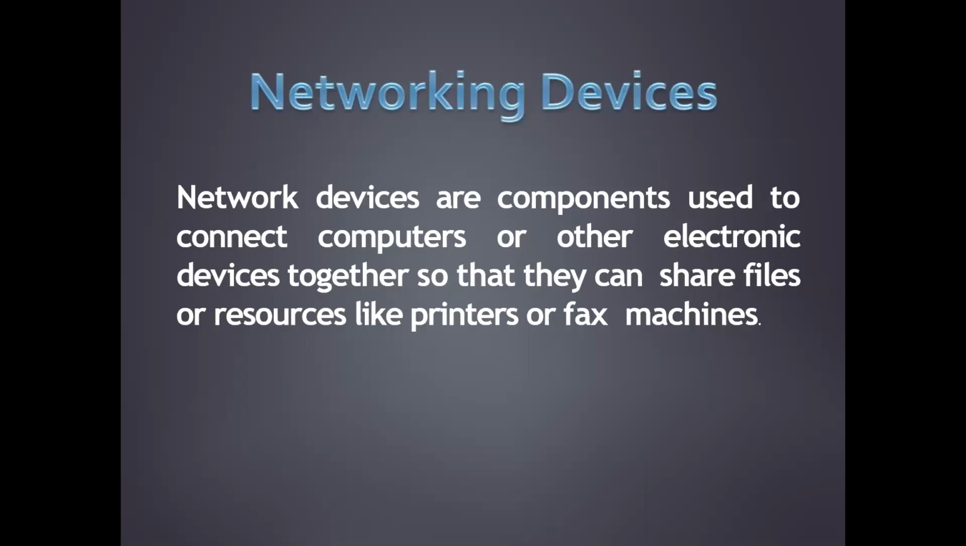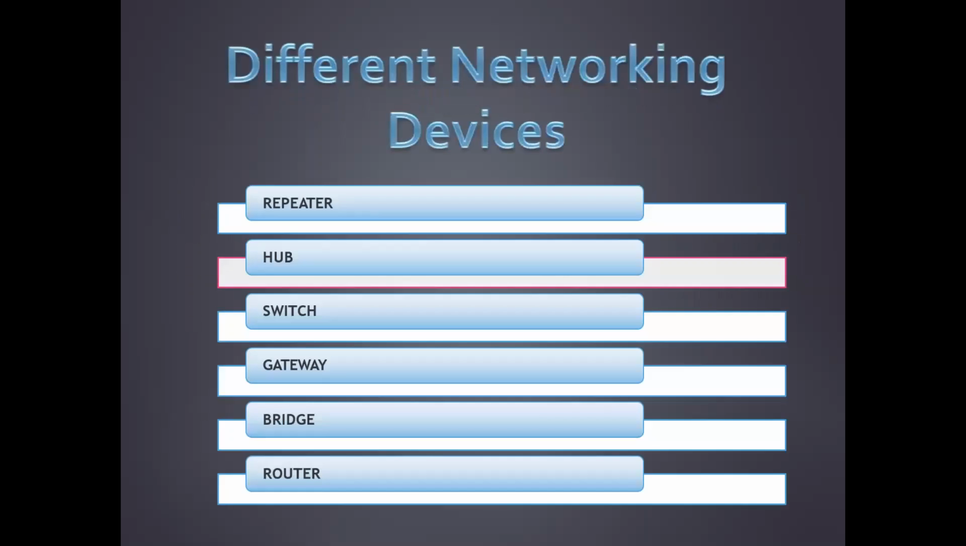Also, they may be installed on a device like an IC card, RJ45 connectors, or maybe a part of a network like a router or switch. Let's see different types of networking devices. These are repeaters, hub, switch, gateway, bridge, and router.